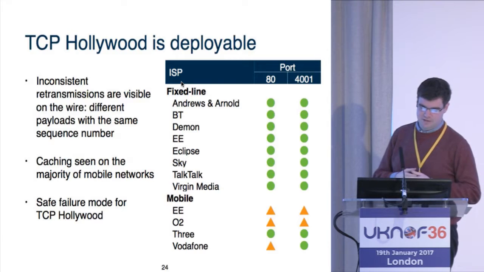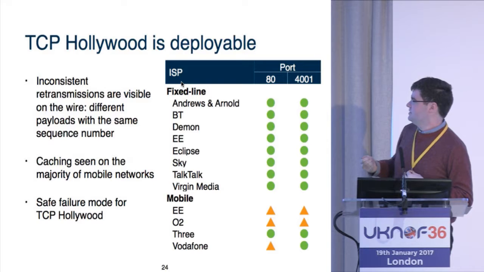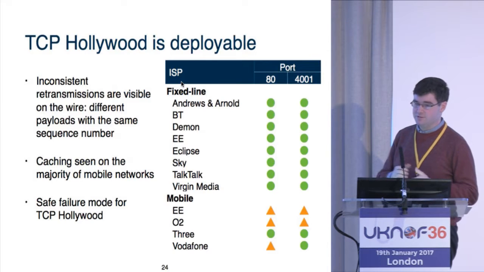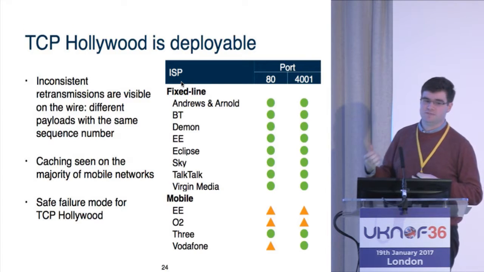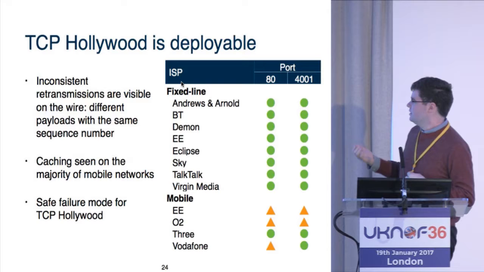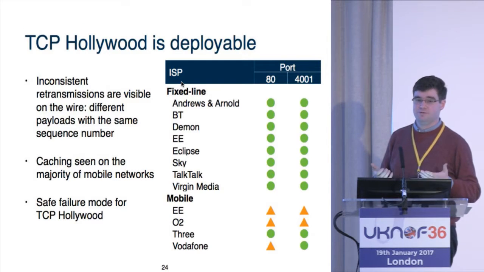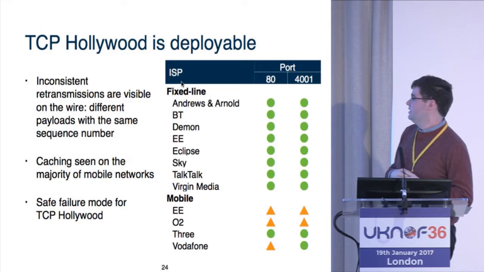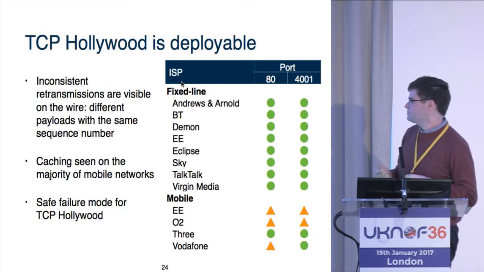So we want to measure how deployable TCP Hollywood would be. We conducted some experiments across most of the UK's major ISPs. We had TCP Hollywood connections running on port 80 and port 4001. We had some packet loss at the receiver so that we could induce some of these inconsistent retransmissions. Where we plot a green circle, the inconsistent retransmission made it through the network and back to the receiver. Where we see the orange triangle, however, the original data was delivered instead.